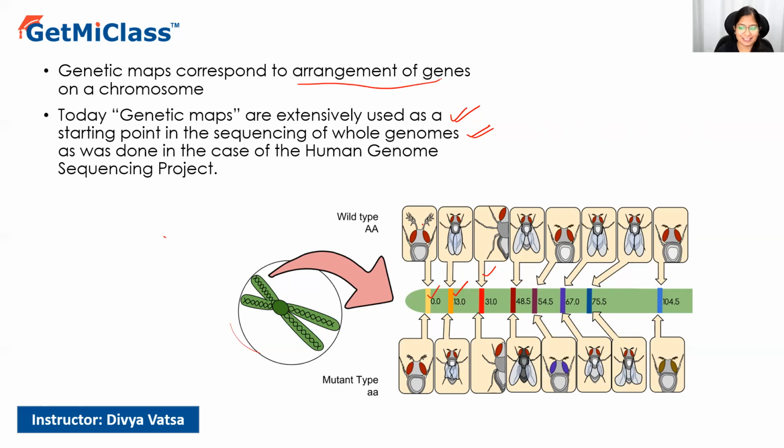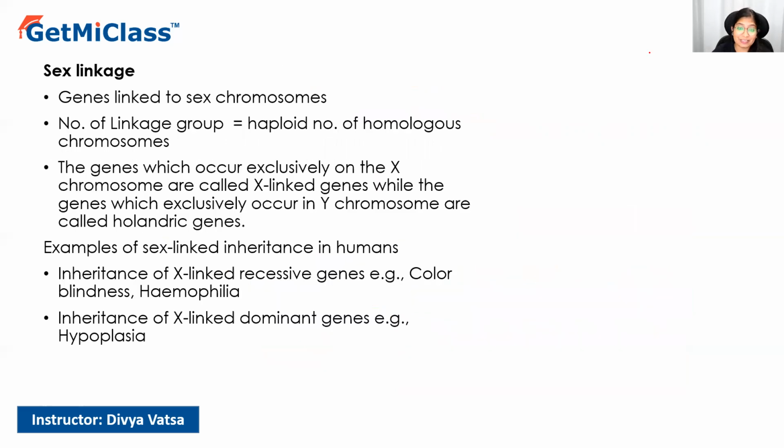So that is why genetic mapping is very necessary, to know the location and the characteristics of the gene. Talking about sex linkage: linkage we've already studied. Sex linkage means we'll talk about only those genes which are linked to the sex chromosome.